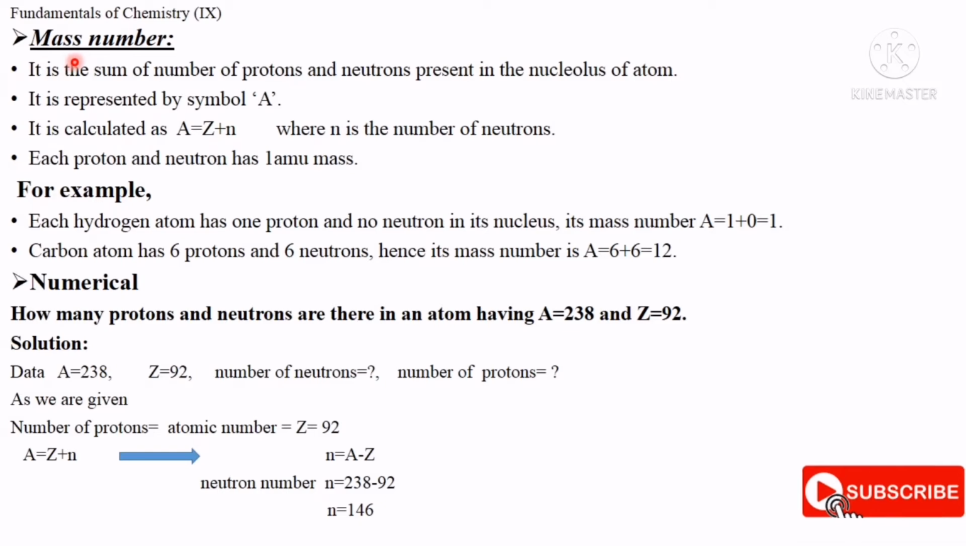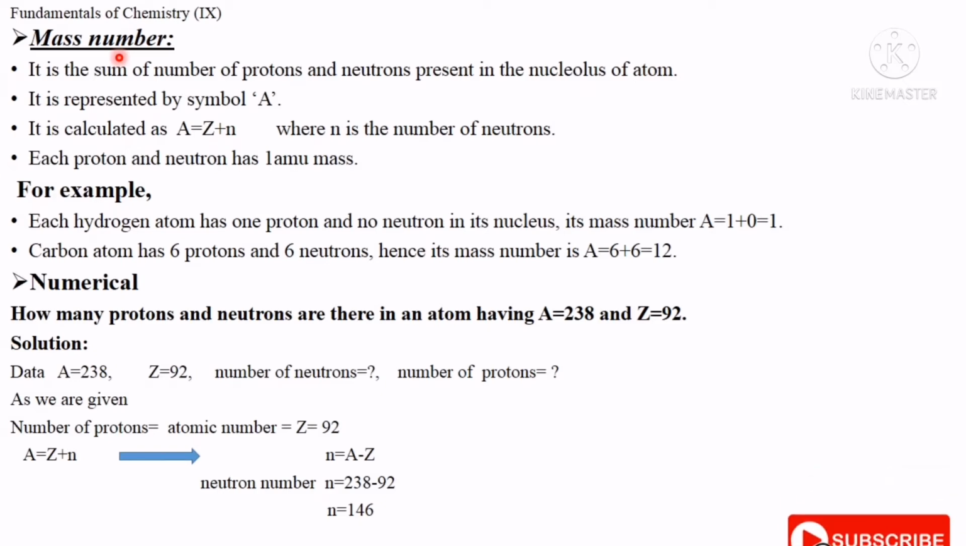Now we have to know what is mass number. As we have known that the atomic number is the number of protons of the nucleus, whereas the mass number is the sum of the number of protons and neutrons present in the nucleus of an atom. And the mass number is represented by symbol A.